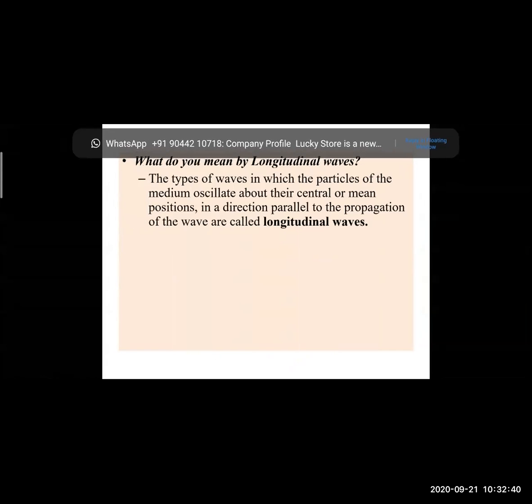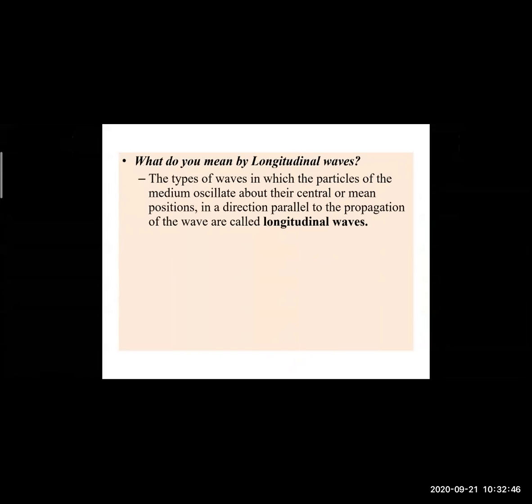Next we have seen the types of waves, that is longitudinal waves, the type of waves in which the particles of that medium, whether that medium is water, gas, or solid, oscillate about their central or mean position, and that oscillation is parallel to the propagation of the sound waves. So it is called longitudinal waves.